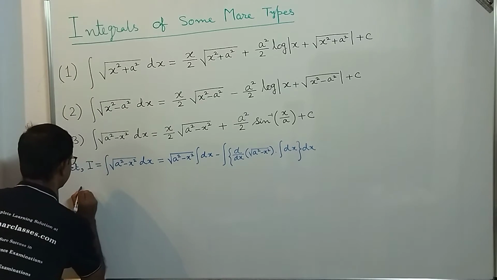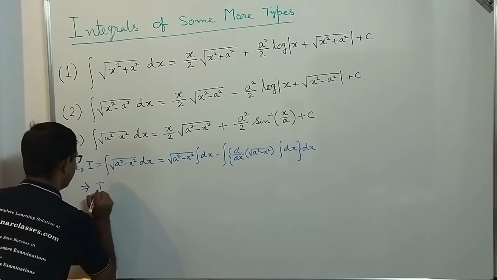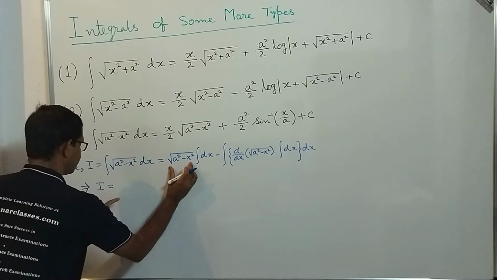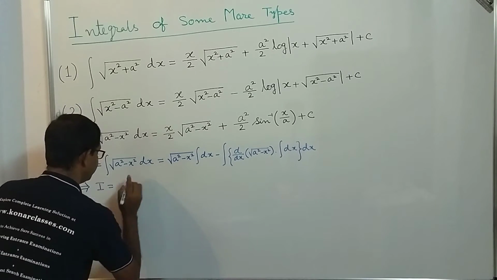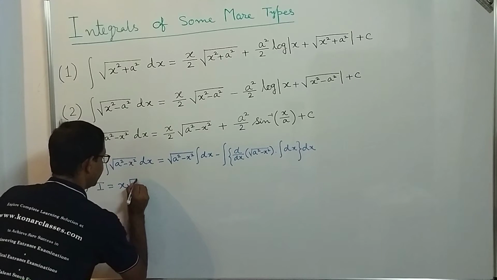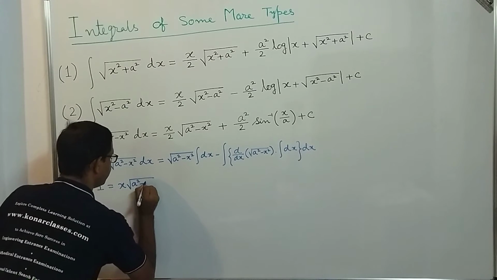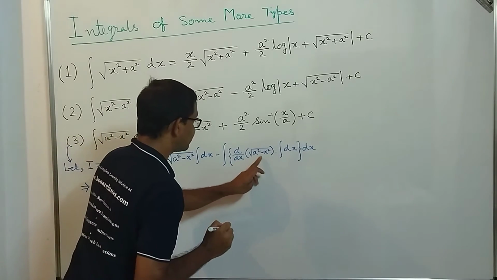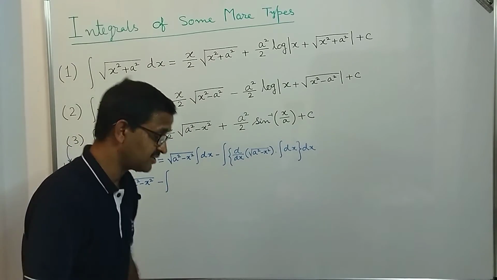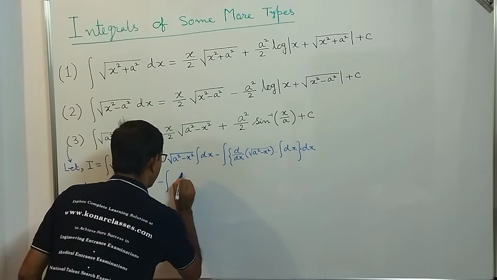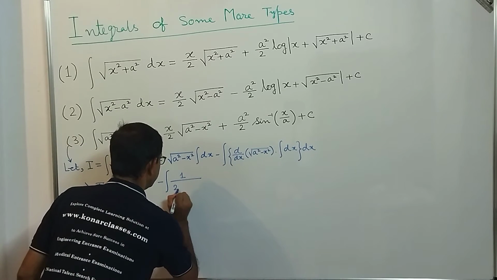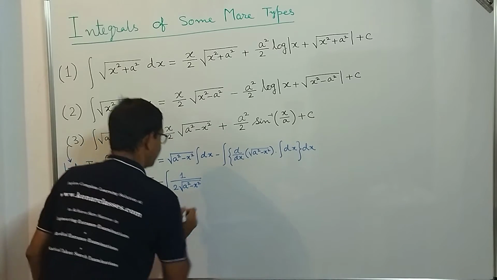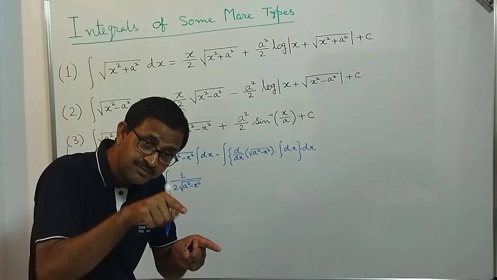So from here we can write I is equal to square root of a square minus x square will be as it is, integration dx means x. So it will be x into square root of a square minus x square minus integration d/dx of square root of a square minus x square. So first it will be 1 by 2 into square root of a square minus x square into d/dx of a square minus x square.